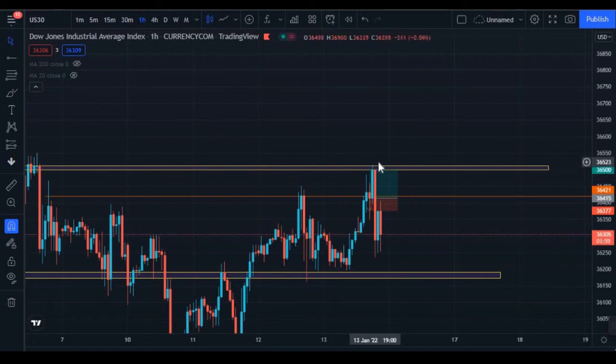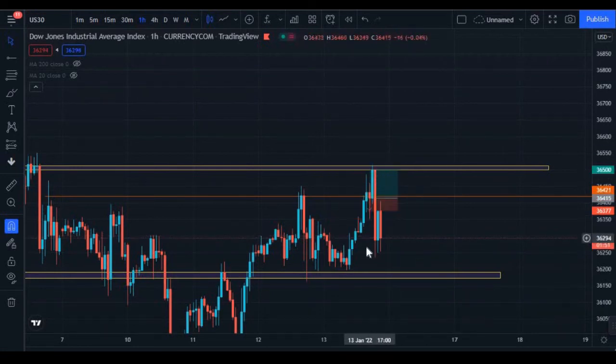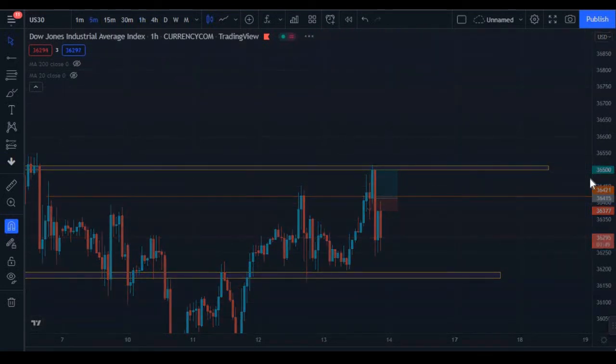Then after I closed the trade, as you can see, it retraced and went back. What I was expecting was price to reject the zone, retest here, and push the upside, but as you can see, that did not happen. So let's go into our 5-minute time frame to get an in-depth analysis of what is really happening with this chart, right?